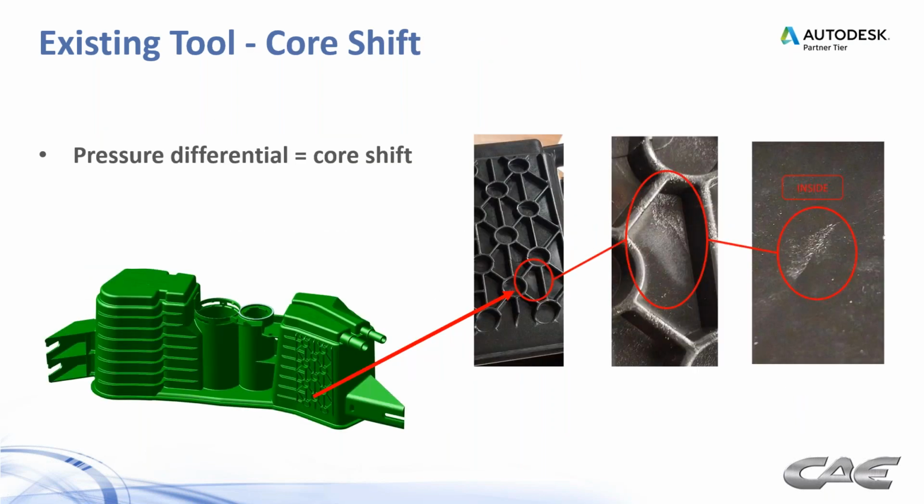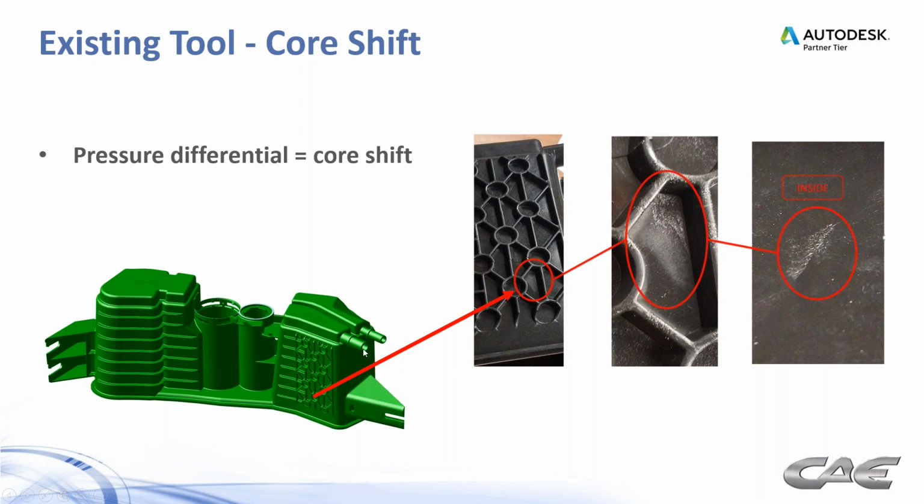Here's another case, often overlooked, but equally as important: core shift. We see this more frequently than you might imagine. So we get a pressure differential caused by the flow of the material on one side of the part well before the other side of that core, causing a pressure differential between the two. And if the core is typically tall and somewhat thin, or somewhat unsupported, it can shift to one side and cause a thin area on the side opposite the gate and a thick area on the same side as the gate. And that's what we had in this case.